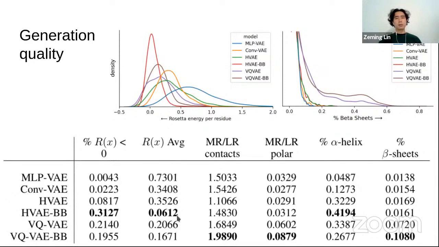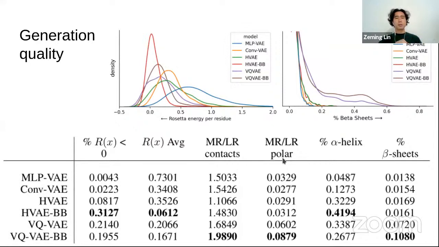But then on visual analysis, we found that the percent of alpha helices that the HVAE generated were quite high. So it's generating all these alpha helices that were very energetically stable because they don't clash with each other, but they're also not very interesting. And so after iterating on this, we found that the VQVAE models were able to generate proteins with these MR-LR contacts. So those are medium or longer range contacts. I think kind of a 12 residue cutoff or polar bonds.